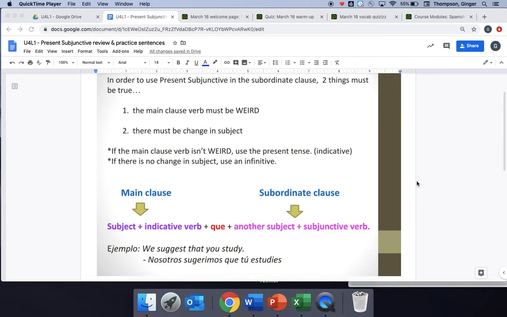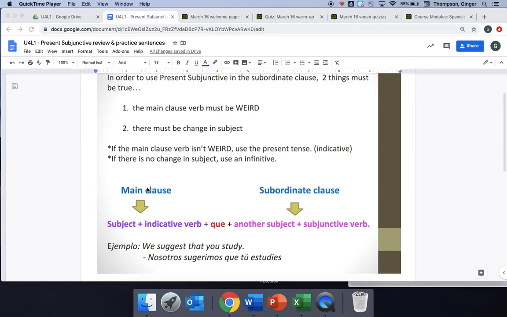If you'll look down here, remember that this is the formation of your subjunctive sentences. Okay, the first part of your sentence is called your main clause. That's where you're looking for your WEIRDO verb. Then there's the que. Then there's the subordinate clause of your sentence, the second part of your sentence. This part is where the subjunctive will go if these two requirements are met.